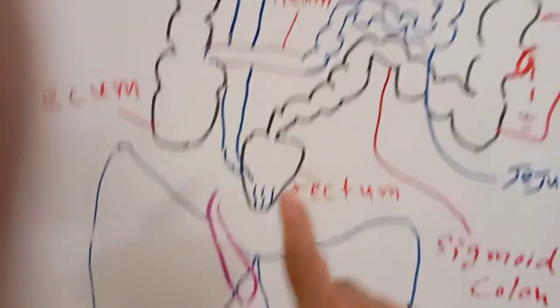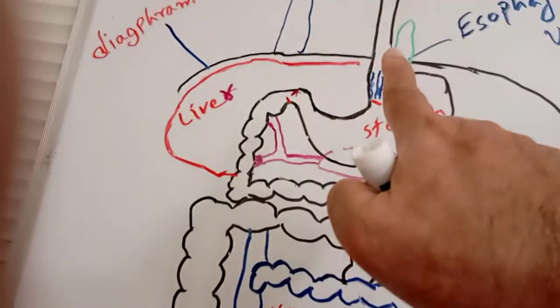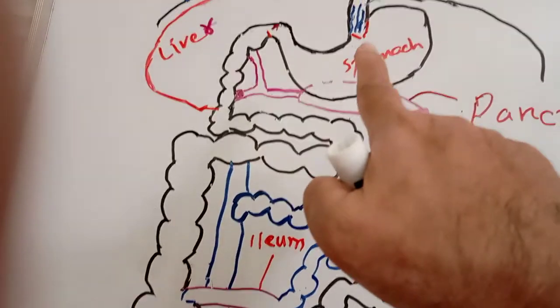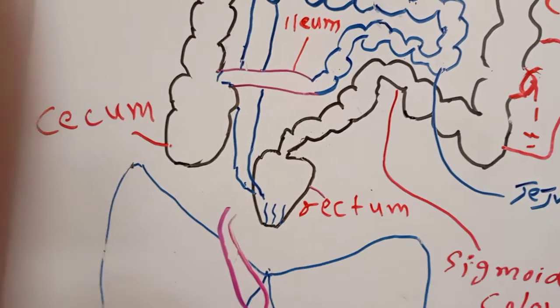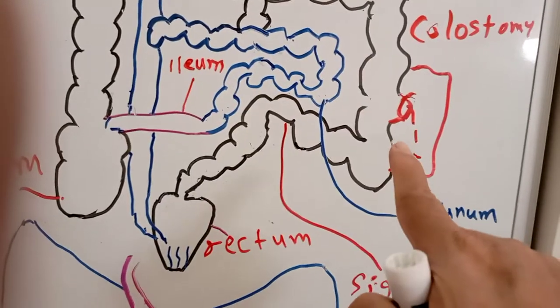So inguinal hernia, hiatal hernia, esophageal varices and hemorrhoids. These are the 4 things which are important on this diagram. And the 5th is colostomy bag.